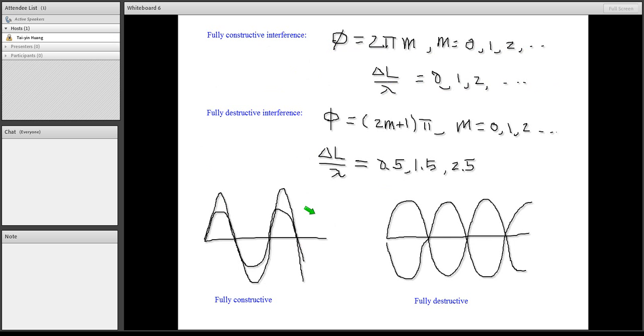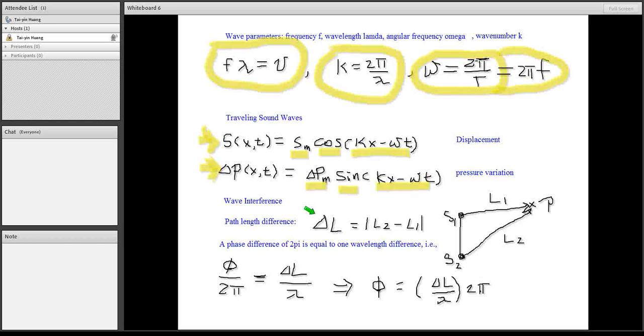So let's go back to these pictures again. You have two sound sources, each produces sound waves, and they're going to propagate to the observer. So they're going to interact with each other.